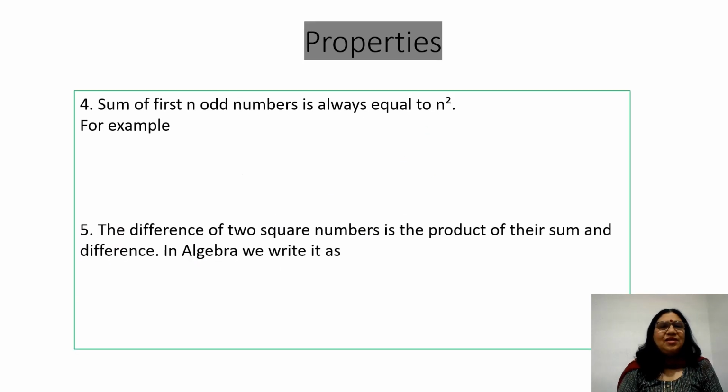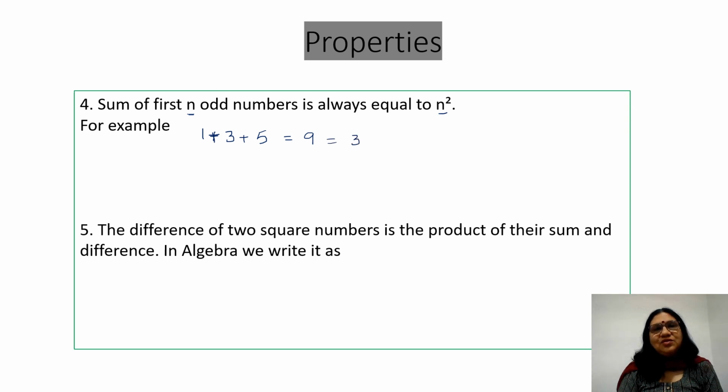Fourth property is that the sum of first n odd numbers is always n square. Odd numbers, what are the odd numbers? Which are not divisible by 2. So 1, 3, 5, 7, these are odd numbers. So if I add odd numbers, say n is 3, so if I add 3 odd numbers, what is the sum? 1 plus 3, 4, plus 5, 9. So I get n square.